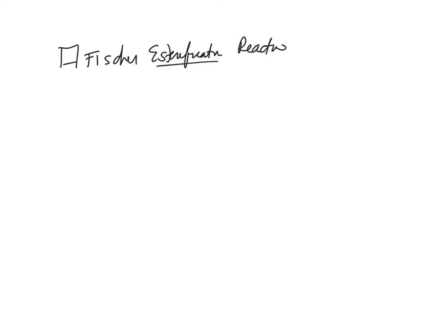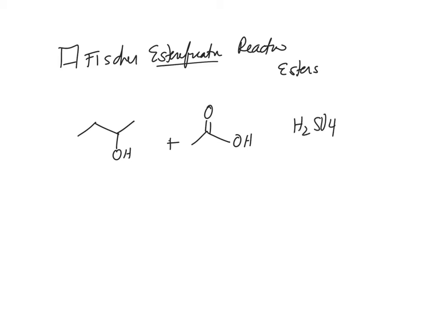And so it's going to make esters. So if we take an alcohol here, and we react it, this is an equilibrium. So we react it with a carboxylic acid, so you need an alcohol, a carboxylic acid, and then you have to add sulfuric acid. You will get an ester.